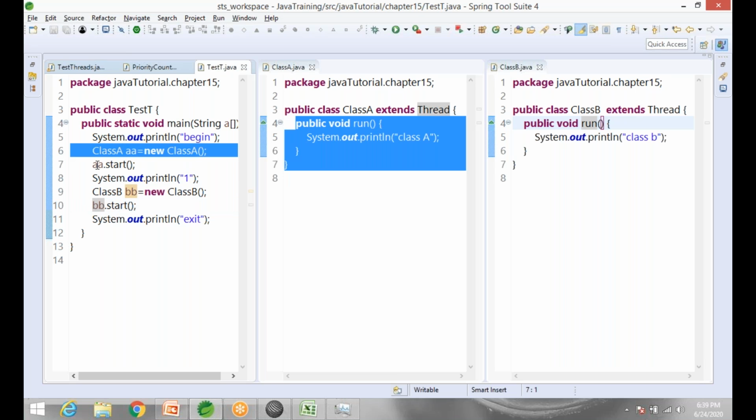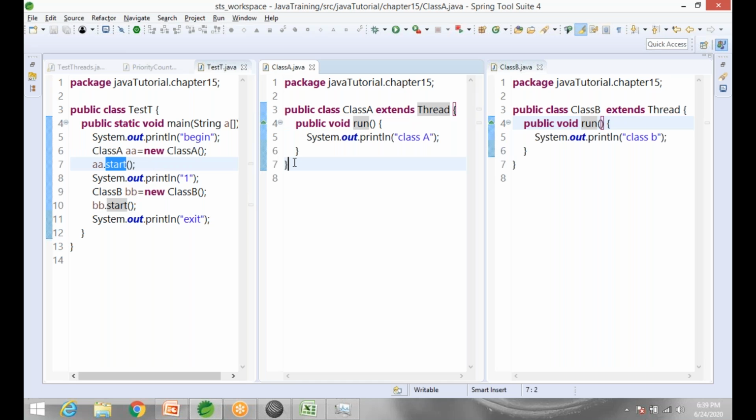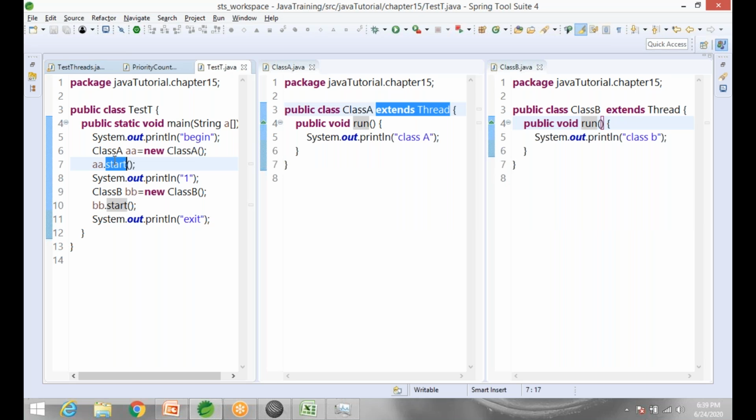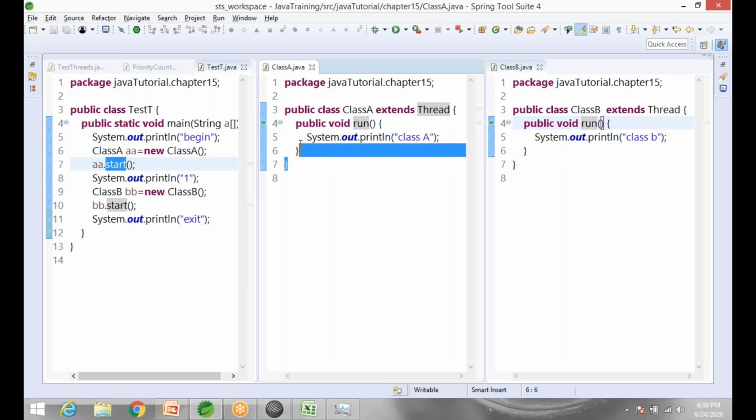I created an object of class A and I'm calling the start method. Do you see any start method here? No. So where is the start method? It's in Thread, I guess. Yes. Since you're extending the Thread class, you did inherit one method from the Thread class, which is start. Start is a method call which indicates this program can begin.